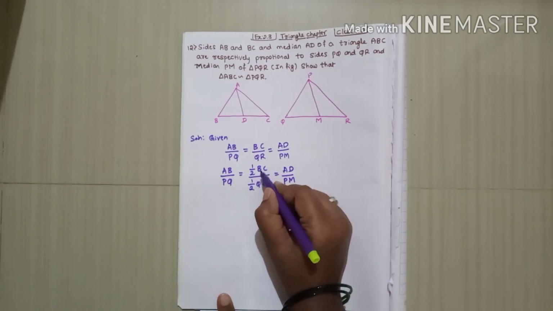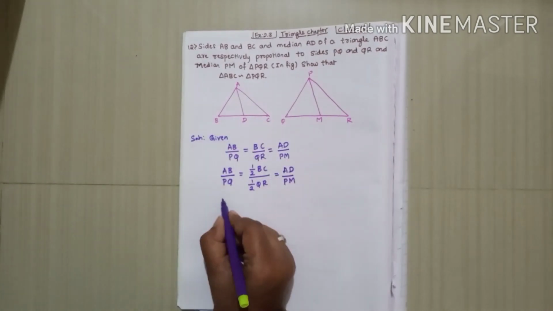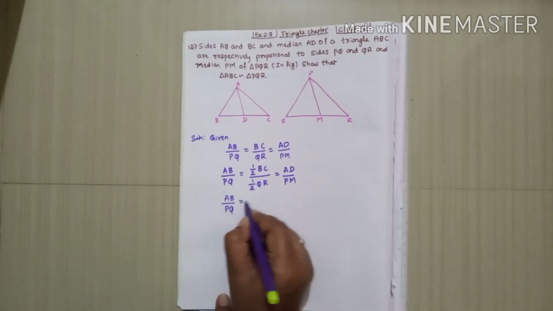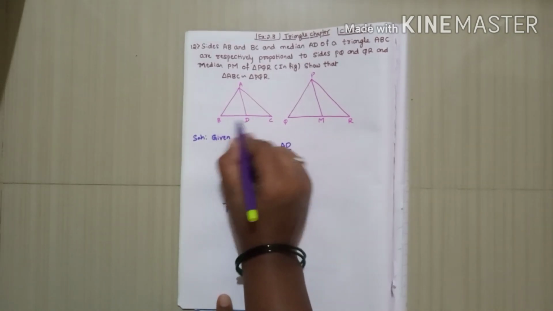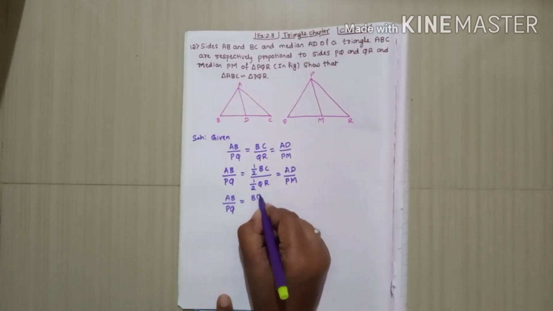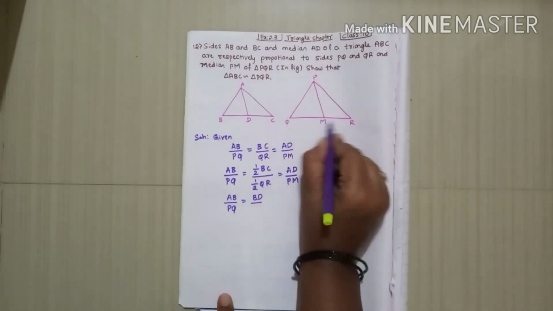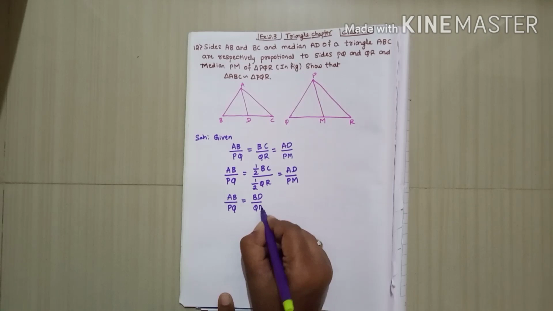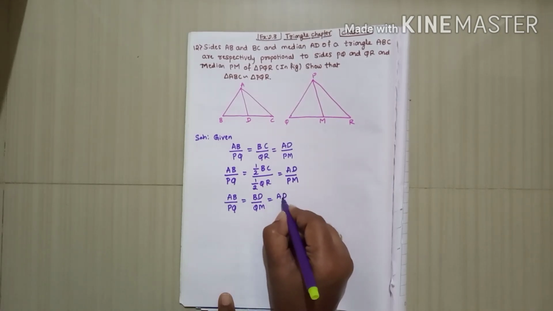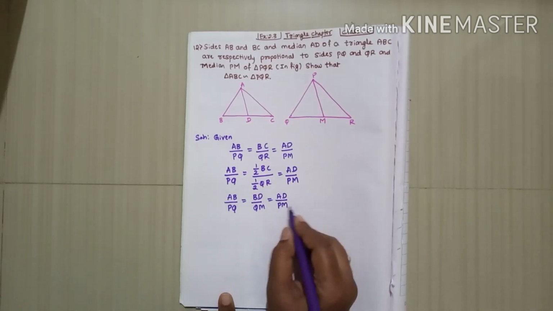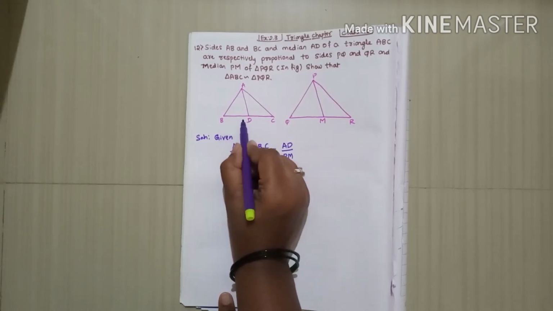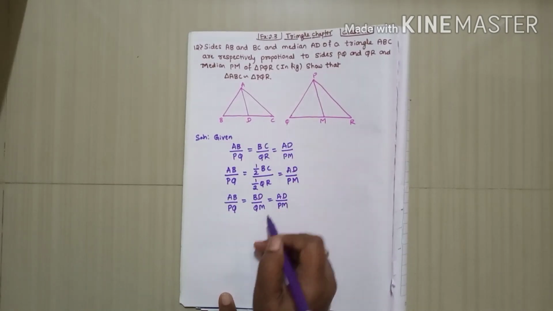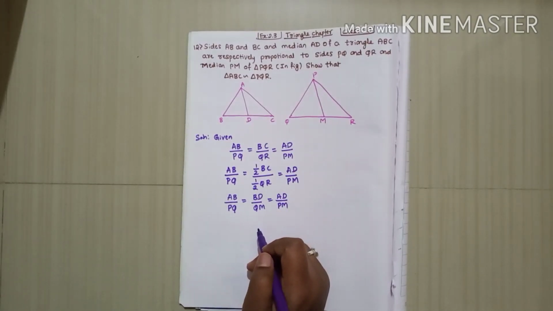Half of BC we can write as BD. In the next step I'll write AB divided by PQ is equal to half of BC, which is BD, divided by half of QR, which is QM, is equal to AD divided by PM. You can take DC also, but I am taking BD here. Whatever is convenient, you can take, and you have to prove the result.